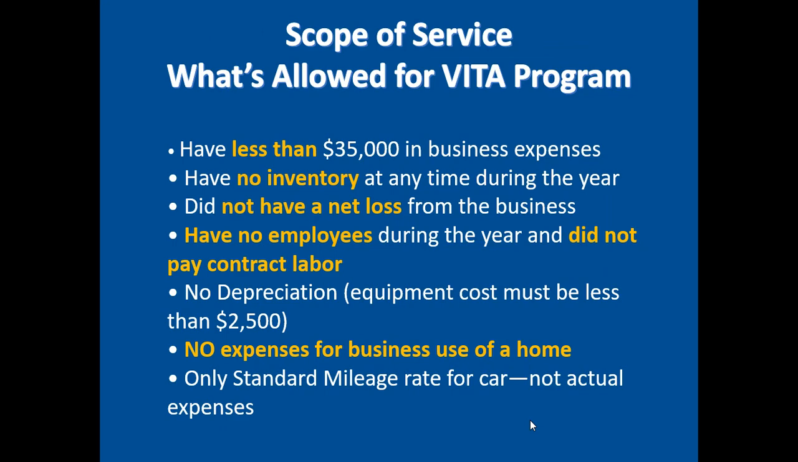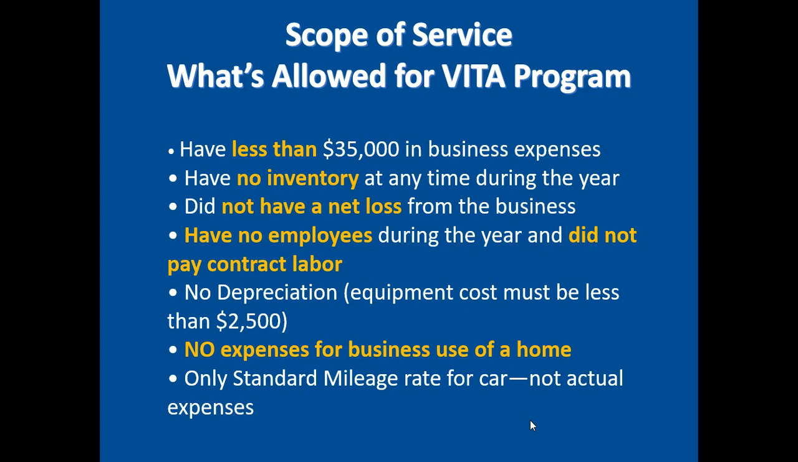We're also not supposed to do any that have a net loss from their business, so their income minus expenses. If they had more expenses than income, we're not supposed to do it. They cannot have employees during the year, and they can't have contract labor. So they have to be working for themselves by themselves. If they pay somebody to help them, maybe they're a caterer and they have a big job coming up and they hire somebody to help them for the day, we can't do their return. When you pay somebody, that creates a more complicated return. Maybe there has to be a tax form because you have to report that you paid somebody. And so that's just way out of our wheelhouse. We're not allowed to do that. They can do it. They just have to go to a different program besides the free volunteer programs.